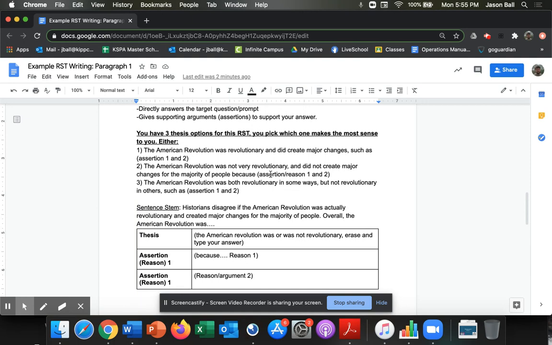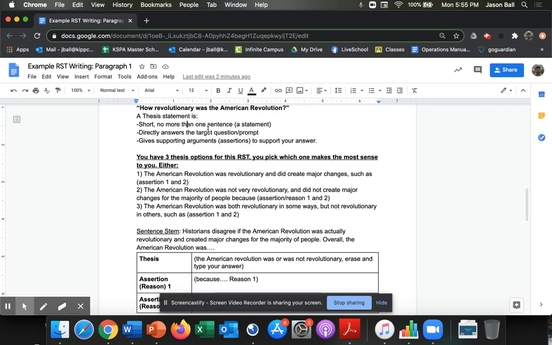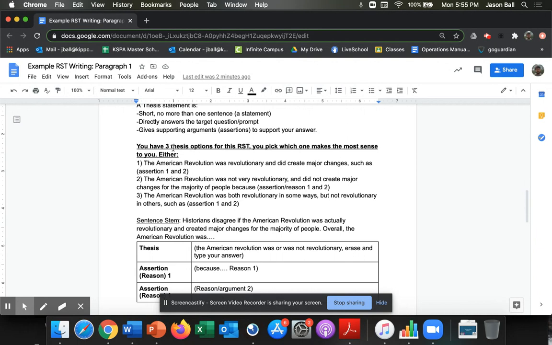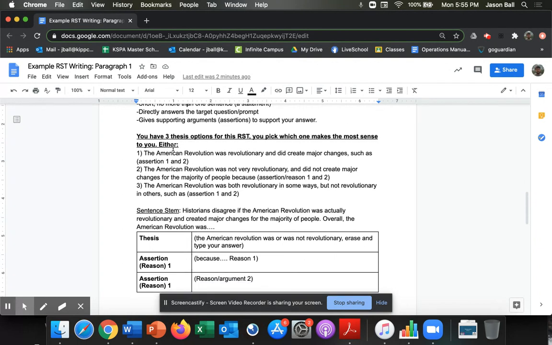And again, for this RST here, looking at how revolutionary was the American Revolution, you've got three options, three potential ways you could answer this question. So make sure you pick which one makes the most sense to you. Either you can say, one, the American Revolution was revolutionary and did create major changes, such as example one and two. Or your second option is, the American Revolution was not very revolutionary and did not create major changes for the majority of people, because reason one and two.